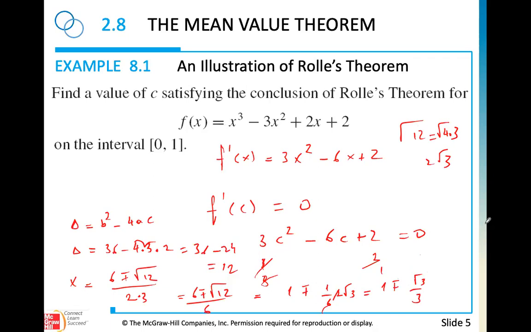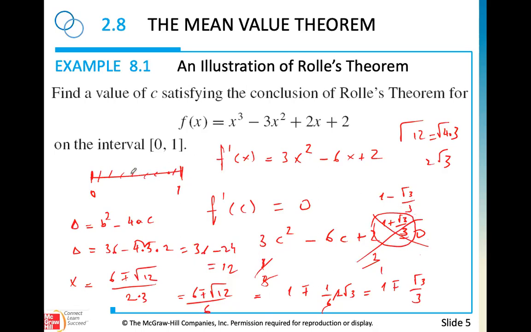Now be careful, dear ladies. My interval is from 0 to 1. So 1 minus root 3 over 3 and 1 plus root 3 over 3. Let us start with this. 1 plus root 3 over 3, can it be here? No. Then omit, cancel, remove.